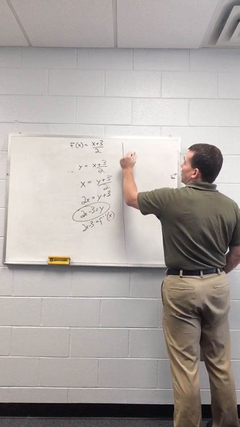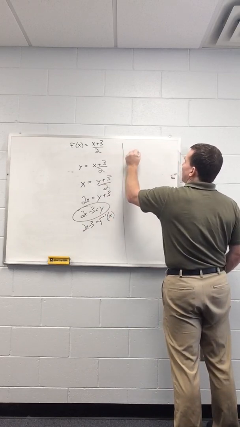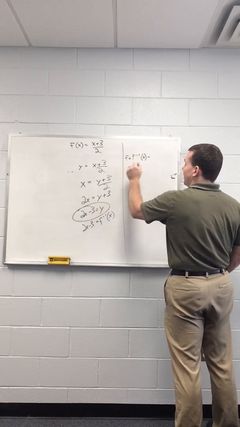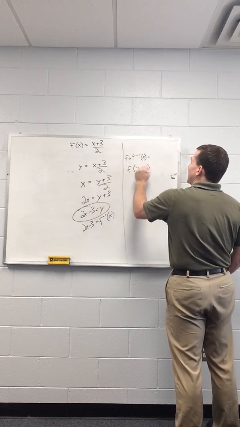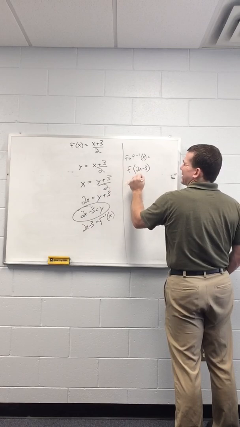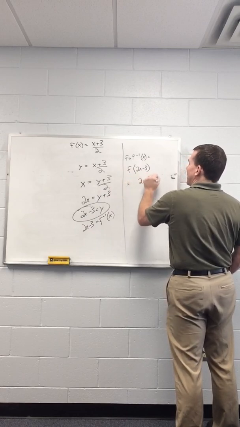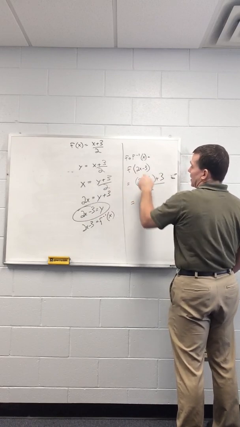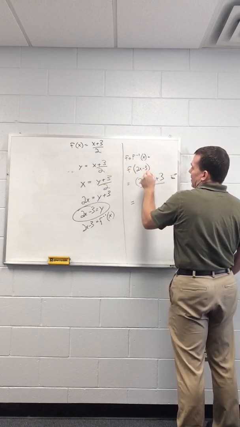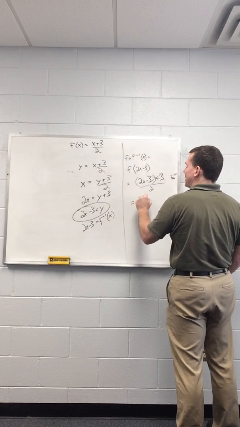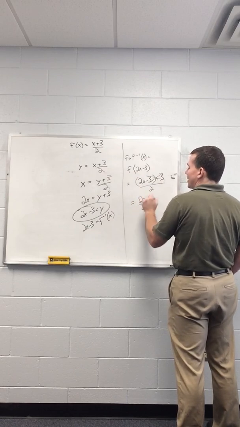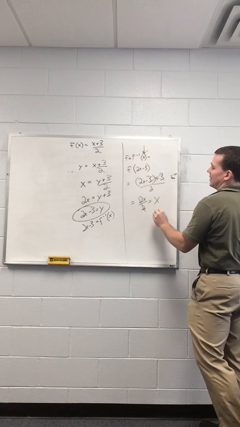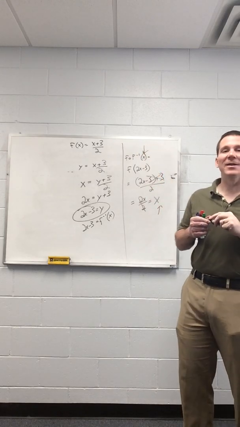If I check it really quickly, f composed with f inverse of x is equal to f of 2x minus 3, which is, let's see, 2x minus 3 plus 3 divided by 2. Just plug this into that. Minus 3 plus 3 cancels. I get 2x over 2. The 2's cancel, and I get x. So I started with x, I ended with x. They're inverses.